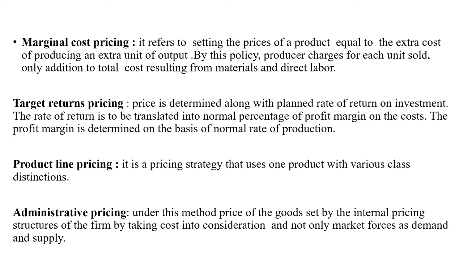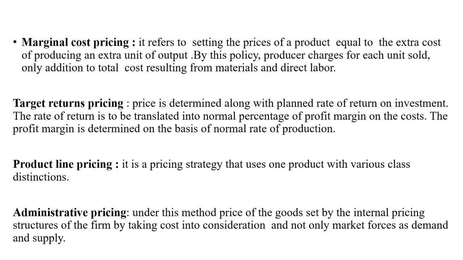So when you produce one more extra unit, in that case fixed cost remains the same as it is, and only the variable cost will change, right? So by taking that extra cost, we fix the price for a product. That is known as marginal cost pricing. Next is target returns pricing. So price is determined along with a planned rate of return on investment.